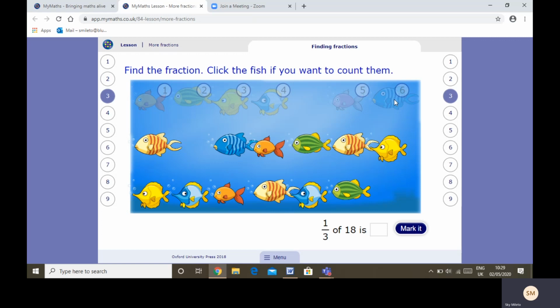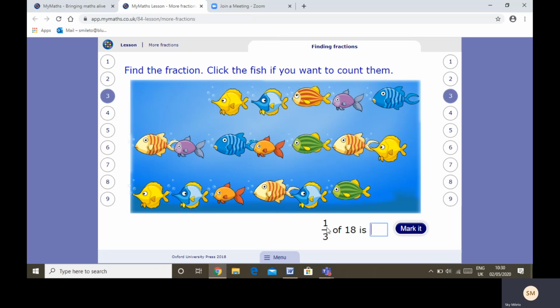Okay. How I could also check that I've got a third there is to go 1, 2, 3, 4, 5, 6, and then 1, 2, 3, 4, 5, 6, because I've just counted that there's 6 in a group there, and 6 in a group there. I've shown that there's 3 equal groups of 6. I'm not going to click on them though, because I don't want them to be coloured in, because I want it to mark it correct. Okay, so that's that one. Okay, this one's very similar, 1/3 of 18 on this one.